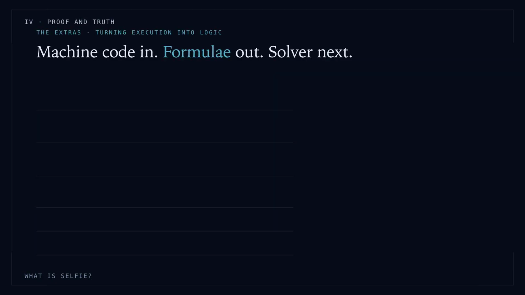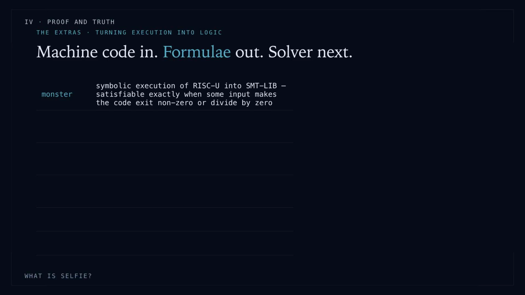There's a second half to Selfie, what a machine can decide about a program. Rice's theorem from 1953 says every non-trivial question about a program's behavior is undecidable. Questions about its text are safe, questions about its meaning are not. So every useful tool is a deliberate approximation, and Selfie ships several to compare.